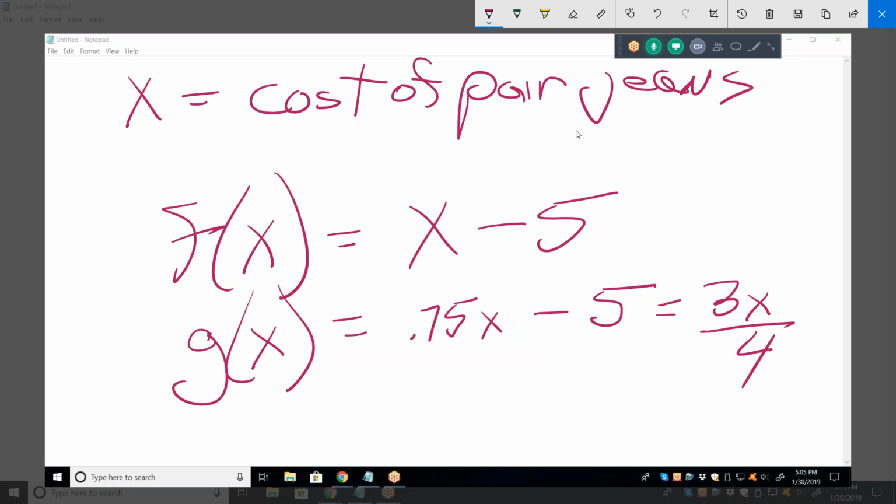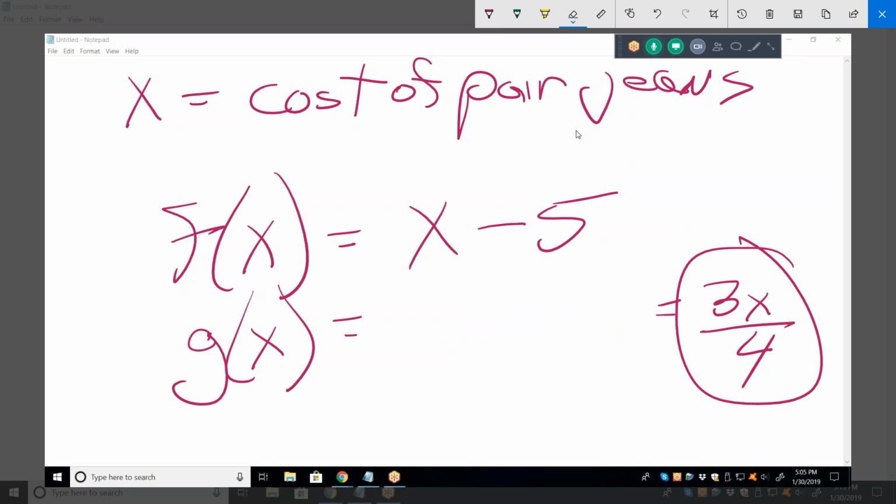Notice what that is. That's just the 25% discount. That's the same as 0.75x. So if they're telling you that's what g of x is, then the coupon doesn't apply. g of x is just 3x over 4. Okay, what's the next question on this problem?